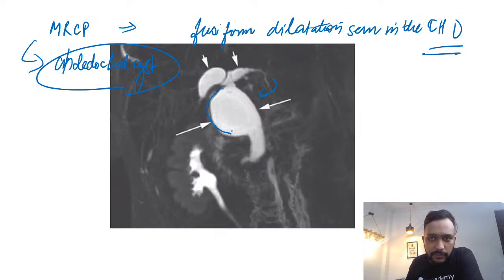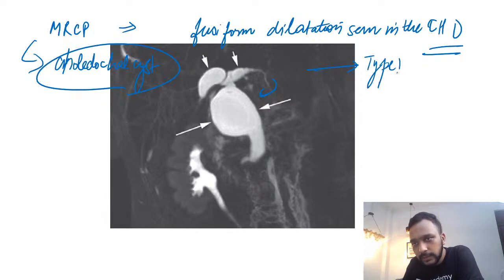that there is fusiform dilatation of the common bile duct, common hepatic or bile duct. So this is the case of choledochal cyst.